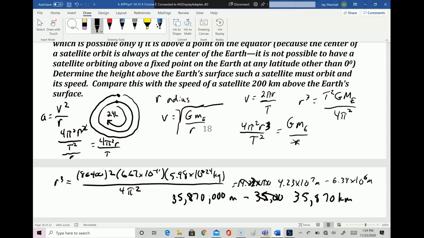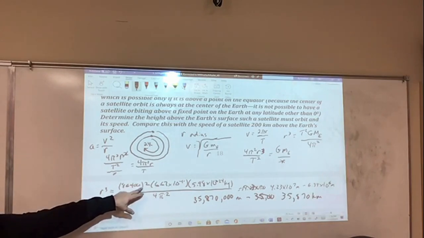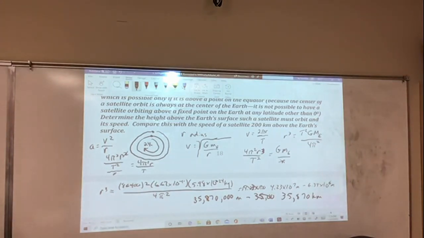Okay. Is that what you got? Yeah. What'd you get? What's between the parentheses? 86,400 squared, and then what's after that? 6.67 times 10 to the negative 11. Okay. That's the gravitational constant. That's big G.